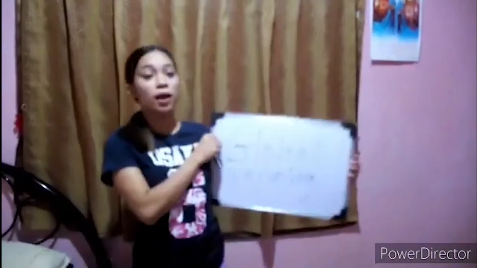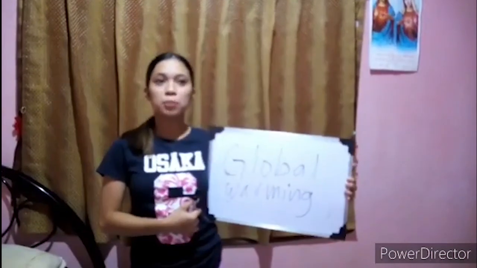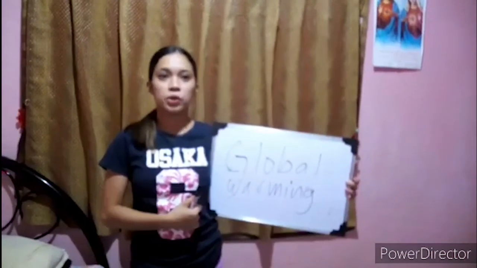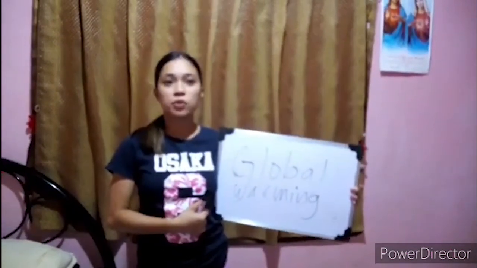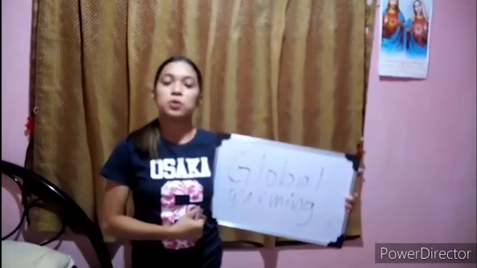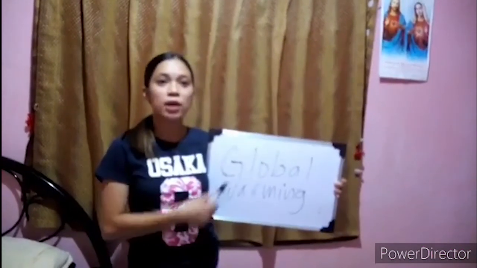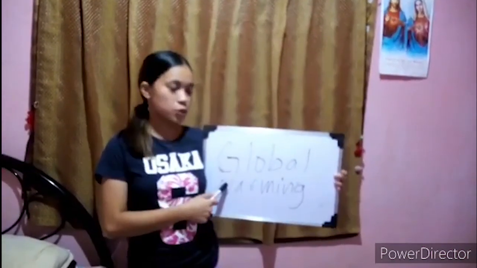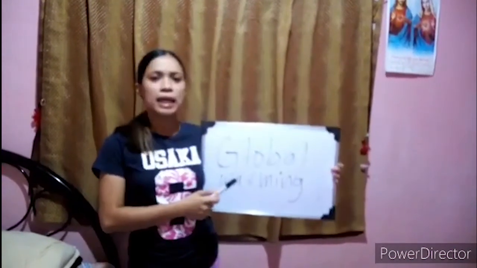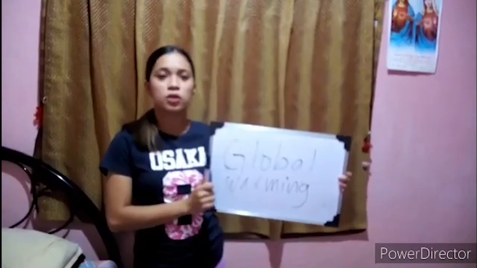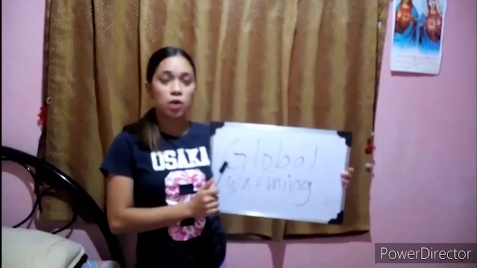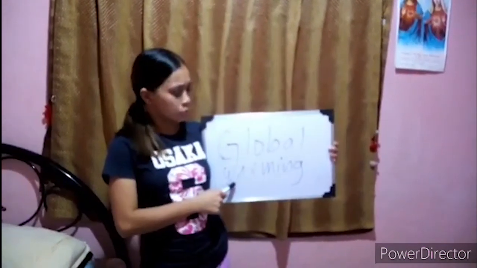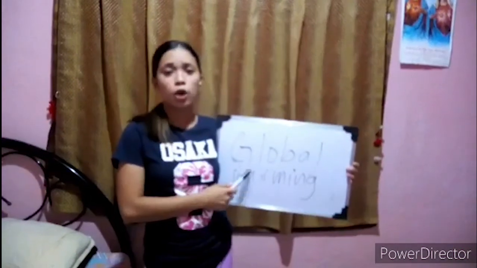Good day, everyone. Today, let's talk about global warming. Global warming is the rising average temperature of Earth's atmosphere and ocean. It is caused by increasing concentration of greenhouse gases. So, sa madaling sabi, ito yung rising average temperature ng Earth, atmosphere, and ocean. Ito yung mag-i-increase naman yung concentration ng greenhouse gases. So, maraming epekto ang global warming.